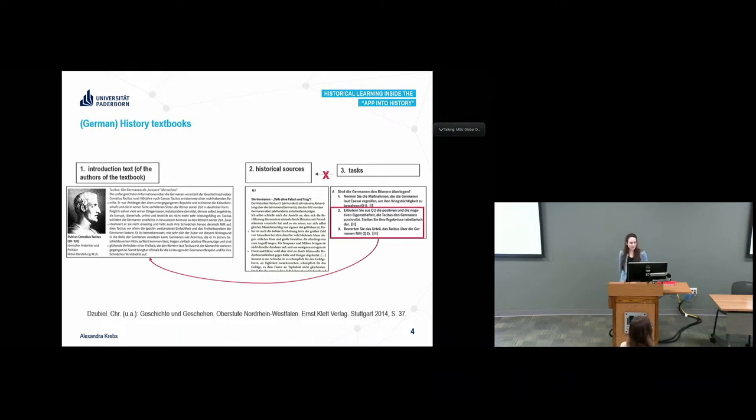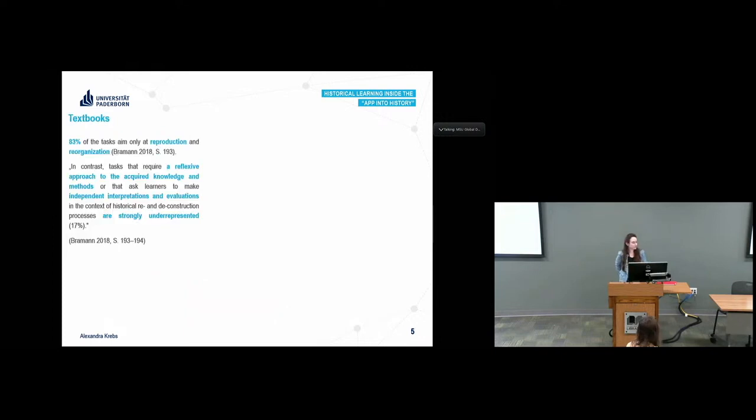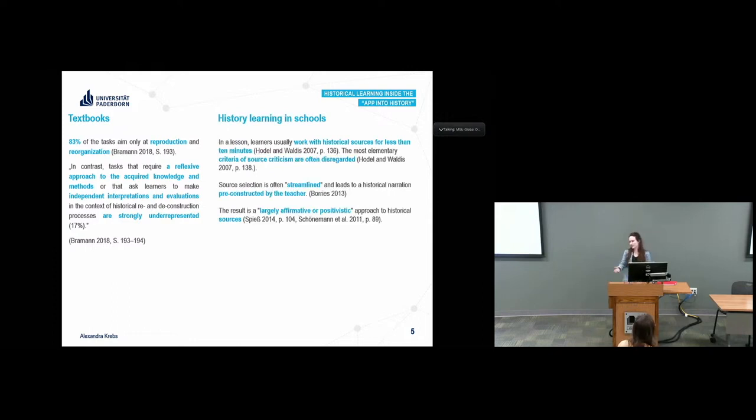Students don't have to use the historical source to answer the questions. They only have to read the text at the beginning because all the interpretation is already there, and it's not about thinking on their own. And it's not only in one textbook, but you can see it in several other textbooks, and we have studies about this, that the main part of the tasks aim only at reproduction and reorganization, and tasks that require a reflexive approach to the acquired knowledge and methods, or tasks that ask learners to make independent interpretations and evaluations are strongly underrepresented.